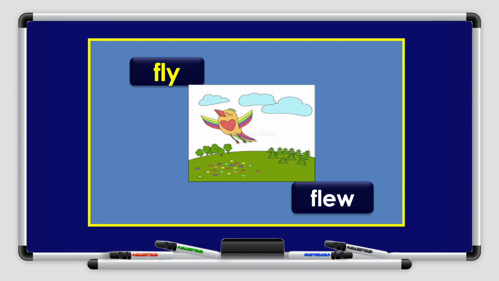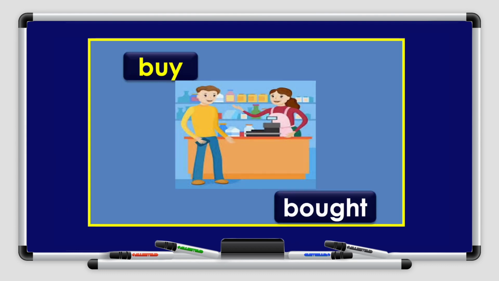We changed the verb because it is an irregular verb. We cannot add ed, we have to change the verb. We have the verb buy. Buy in the past, it will be bought. Buy in present and in the past, it will be bought. It is an irregular verb.